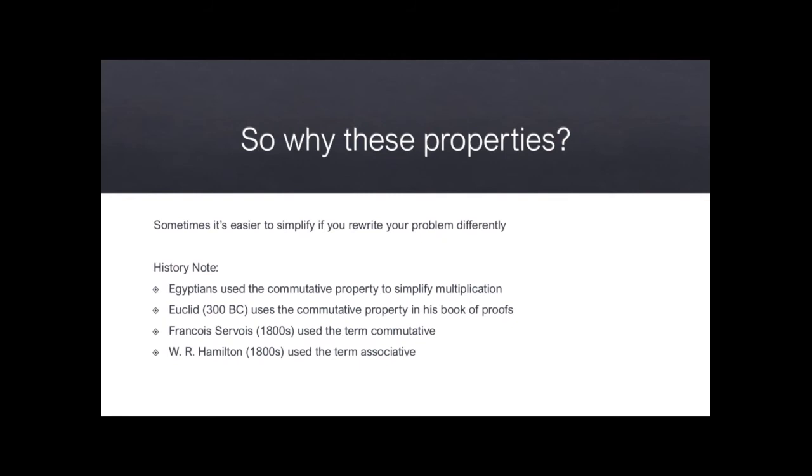But the actual words that we use, commutative and associative, those didn't come by until the 1800s. Two separate guys came up with these terms. So Francois Servois, I don't speak French, but he was the first one to use the word commutative. And W.R. Hamilton, he was an Irish guy, he first used the term associative. So the actual words that we use today came around in the 1800s, but the concepts have been used for many, many years.